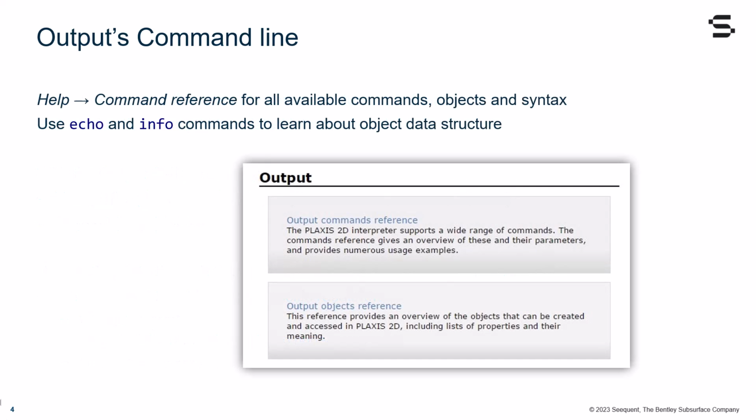Output has also a detailed documentation that you can find under the Help, Command Reference menu option. There, you can find all available commands and objects and the exact syntax to be used with examples. Note that you can use the echo and info commands to learn about object data structure in Output too.